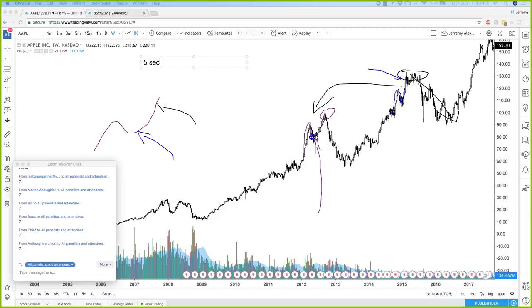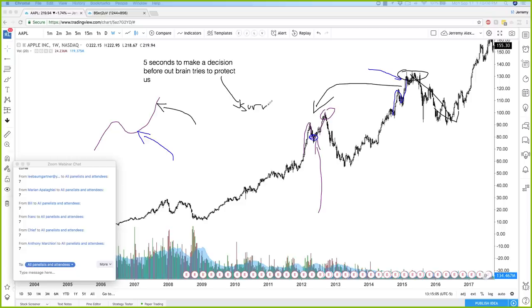Mel Robbins says we have 5 seconds to make a decision before, check this out, our brain tries to protect us. I'll do 2 more minutes and I'll shut her down. We have 5 seconds to make a decision before our brain tries to protect us. We are built for survival, my friends. That's what your brain is built for. Fight or flight. You are built to survive.